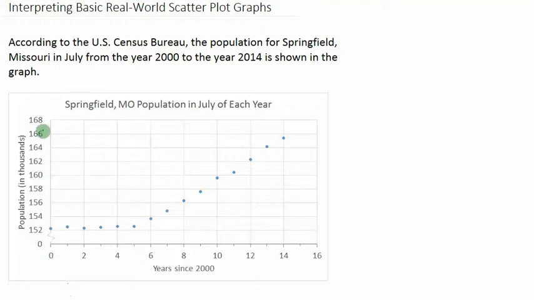The y-axis represents the population of Springfield in thousands. So 156 means 156,000. And notice on both axes we have a consistent scale. On the x-axis you go up by 2's every time, and that scale is consistent, and each little tick mark is 1 unit. On the vertical axis you go up by 2's every time as well, 2,000 really.